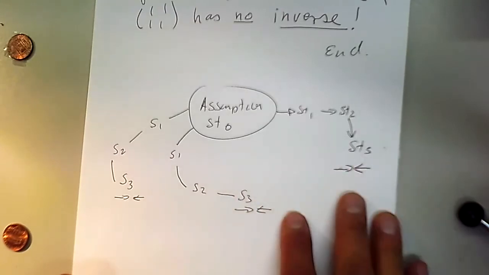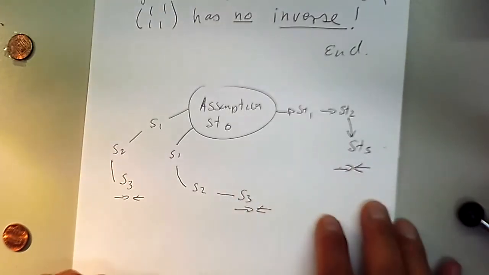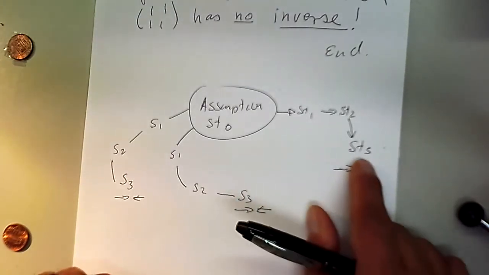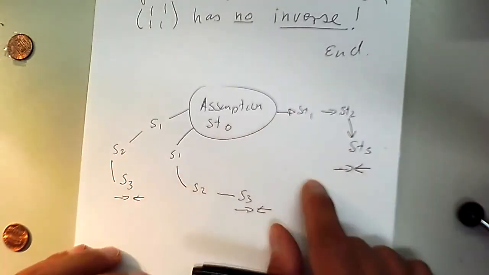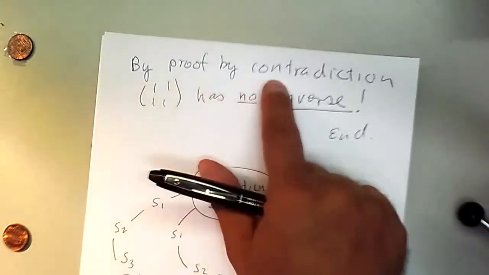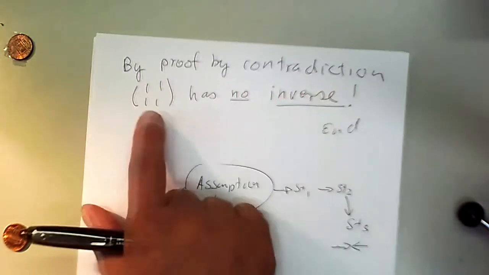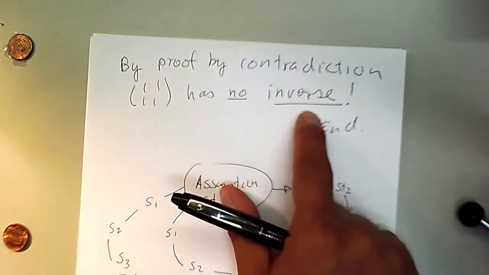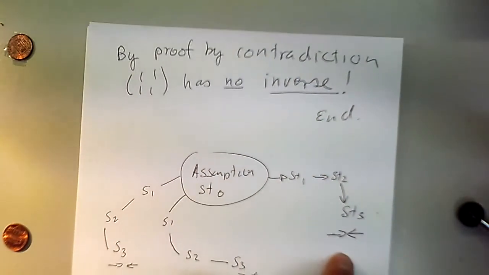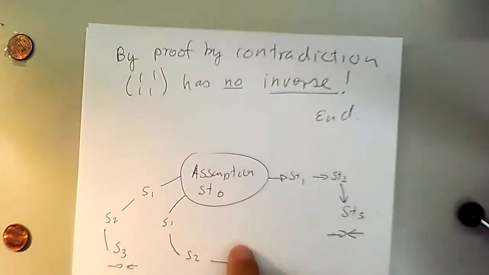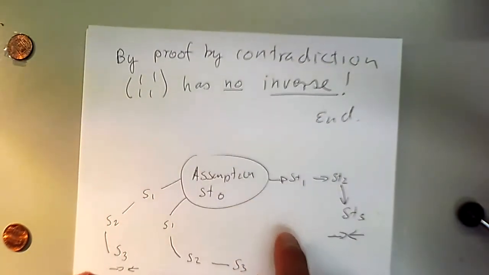Don't go any farther. Don't elaborate anymore, other than saying, well, this is false, and consequently, our assumption is false. And that's the end of it. Just like up here, by proof by contradiction, this guy has no inverse, because the assumption of having an inverse leads to a contradiction, so that assumption is incorrect.